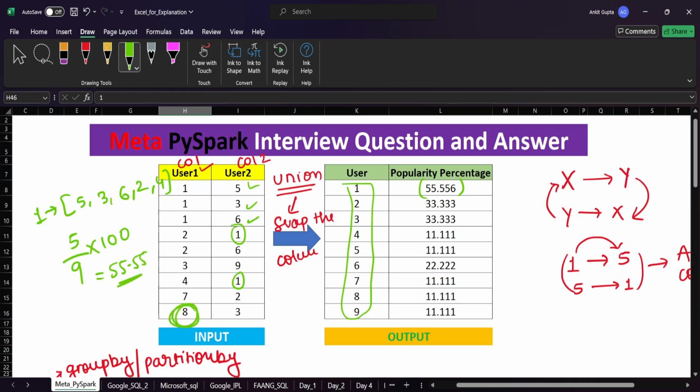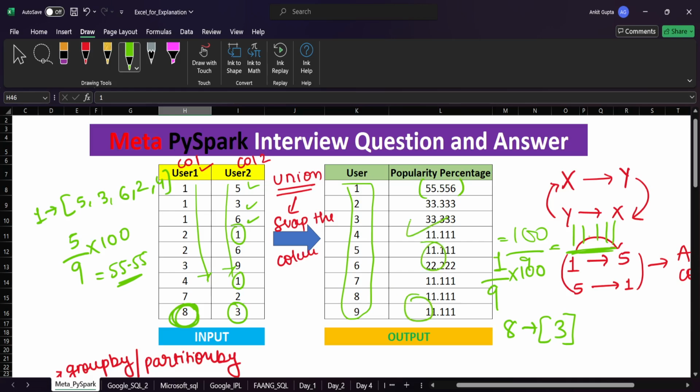Similarly, let's say if I want to find for 8, how many friends of 8 are there? Let's see. For 8, if we write, we have 3, right? In this way, we don't have any other record. In this way, also we don't have. Okay, so we have only one friend. So 1 divided by 9 into 100. So how much will it be? 100 divided by 9 is nothing but 11.11, right? So yes, I think you understood how we are getting this particular output.